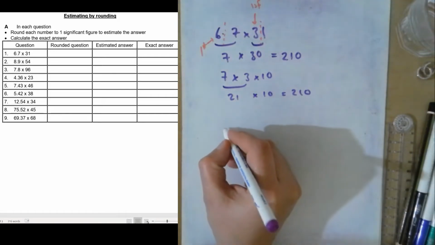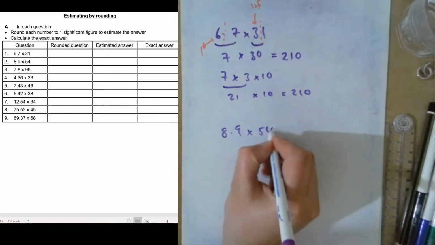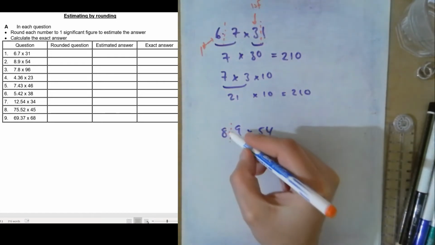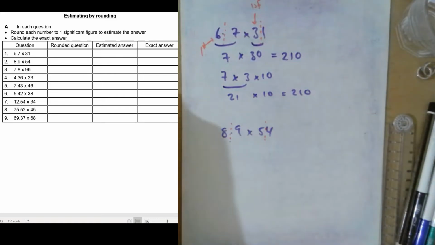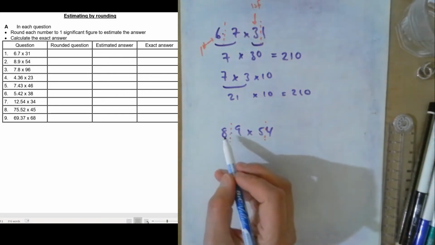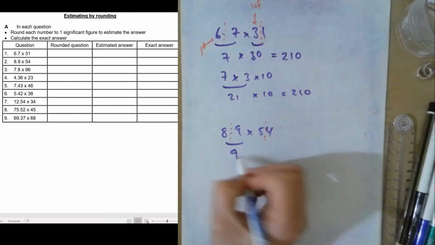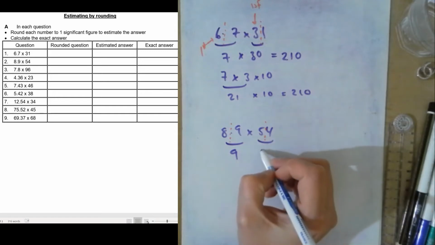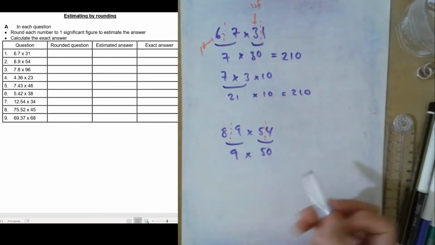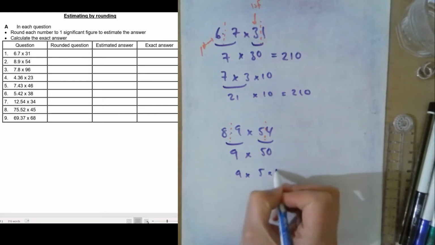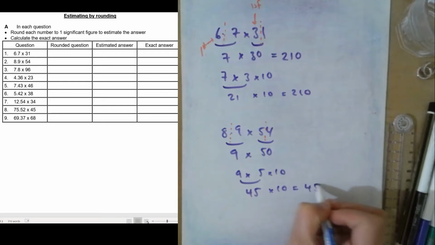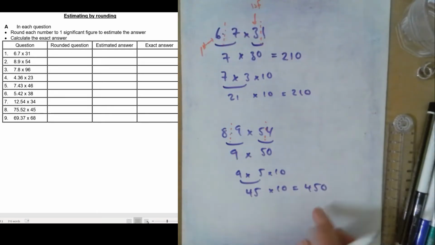So then we look at the next one, which is 8.9 times 54. We're doing exactly the same thing. I'm saying, well, that's my first non-zero, that's my first non-zero. So now I just need to round them. Is the 9 going to make the 8 go up or stay the same? It'll go up, so that's 9. Is the 4 going to make the 5 go up or stay the same? It would stay the same. So it'll be 9 times 50, which is 9 times 5 times 10. So 9 times 5 is 45, times 10, which is then 450. This would be my estimated answer.